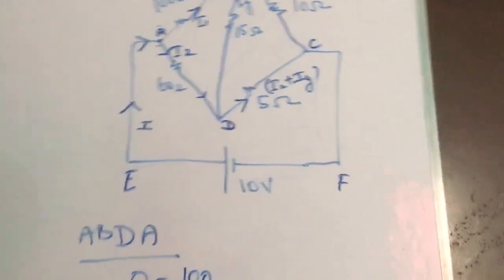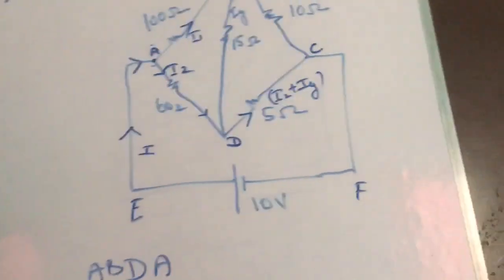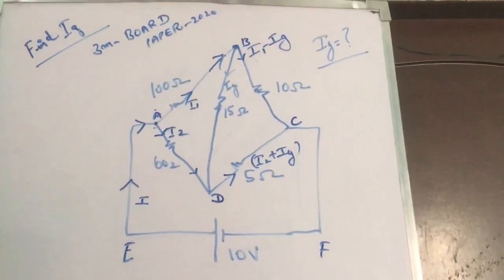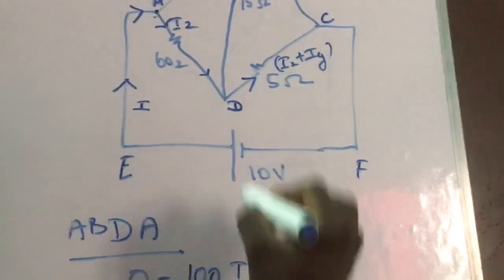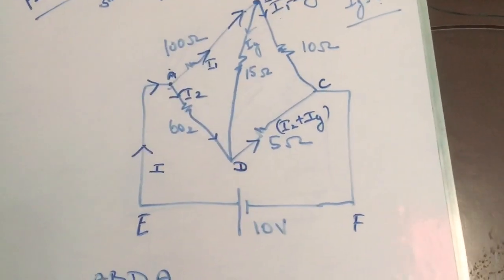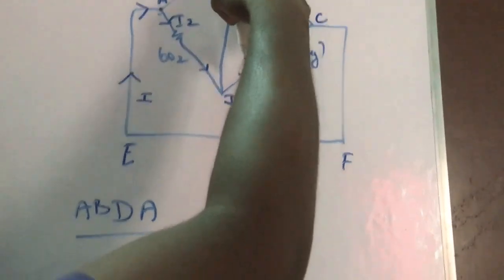What is the Ohm's law formula? V is equal to IR. So I is I1 and R is 100, right? This is also clockwise, so I'm going to put plus 15. What is the current going here? 15, that is IG.